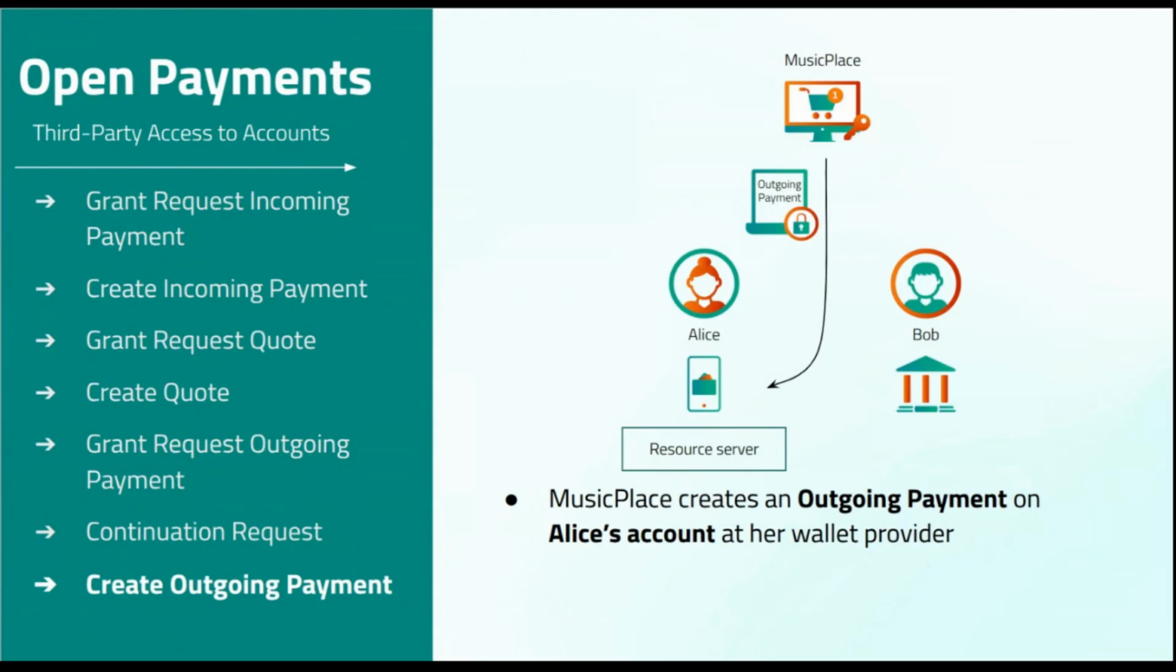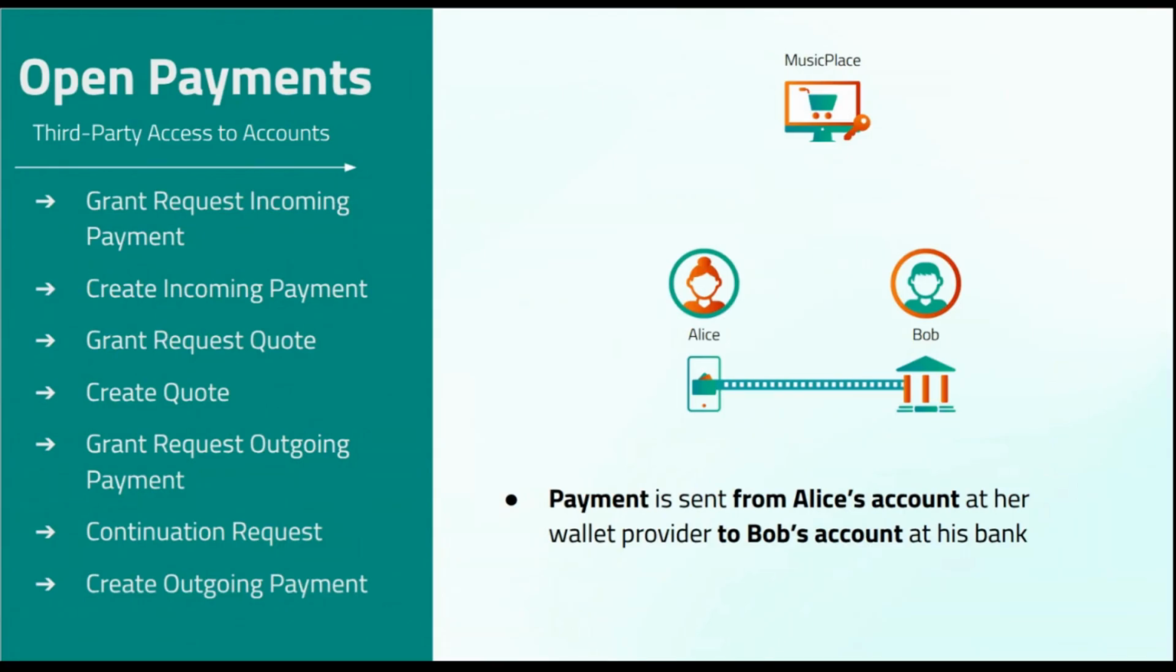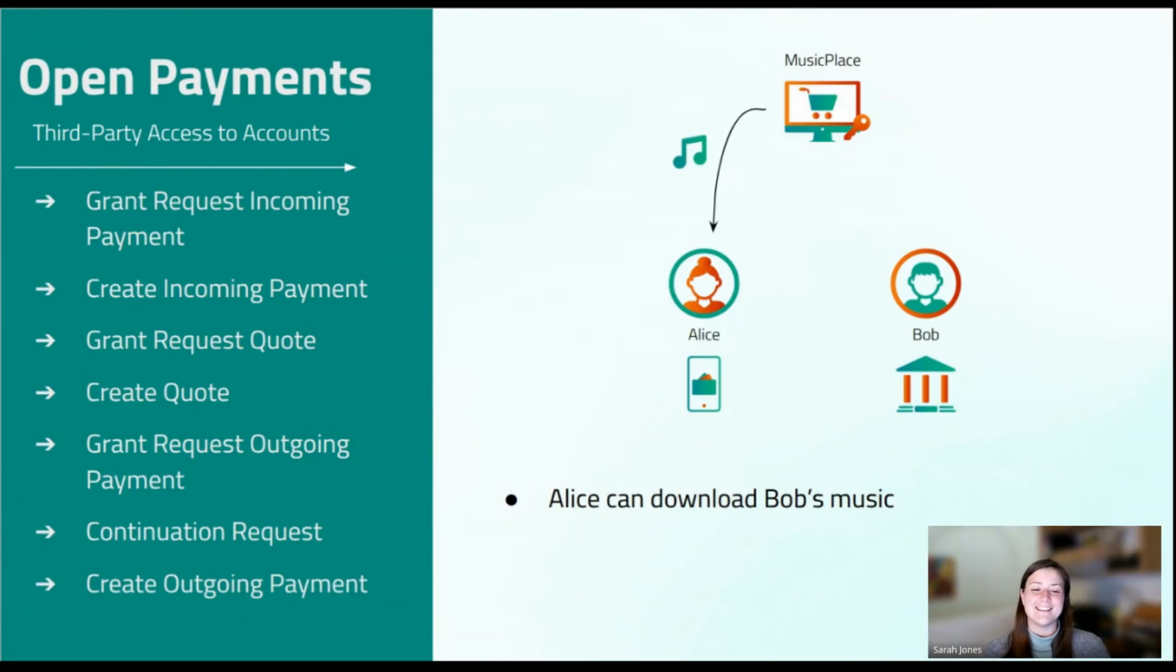And this is where the Open Payments flow comes to an end. So once the outgoing payment resource is created, the incoming payment can complete and the Open Payments flow ends. And at this point, that's when the money actually moves from Alice's account to Bob's account. And like I said, that's outside of the Open Payments flow. So that's on that settlement layer. And then at last, Alice can download Bob's music and enjoy it.